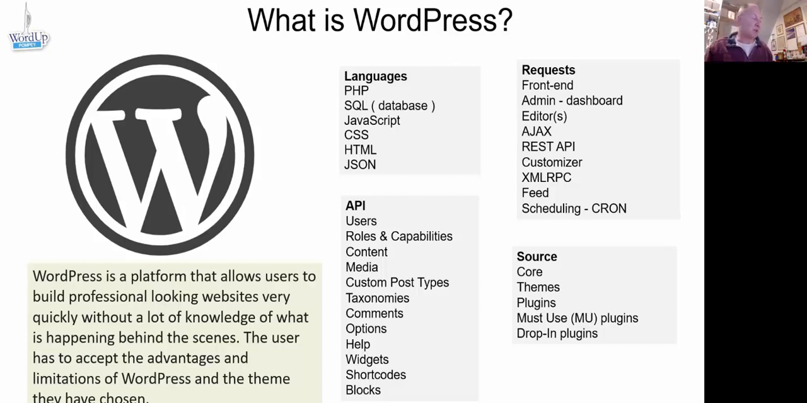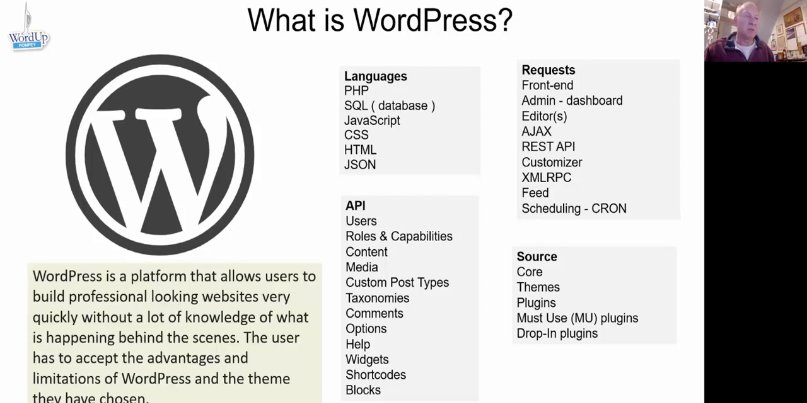Looking at a more complicated way of viewing it as a plugin developer, WordPress is made up of lots of code written in a whole load of weird and wonderful languages called PHP and SQL and JavaScript, CSS, HTML and JSON. And these are all combined together using a thing called an application programming interface, an API. And there's an API that deals with users and their roles and capabilities, content, media, that's attachments, custom post types you might have like events, taxonomies, categories and tags, comments, options, help, widgets, shortcodes, blocks, and so on.